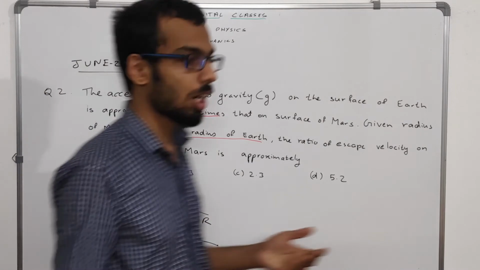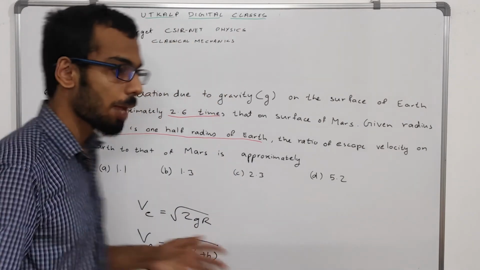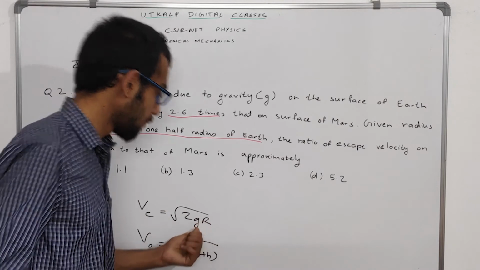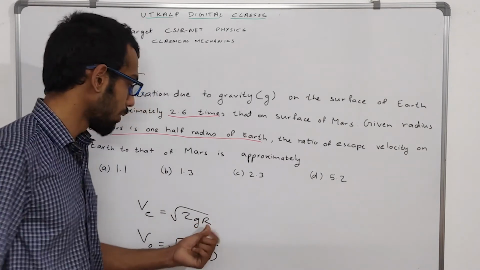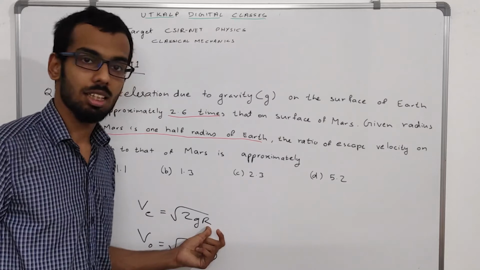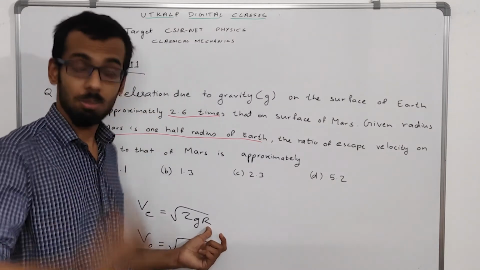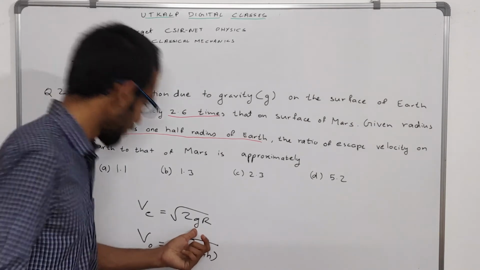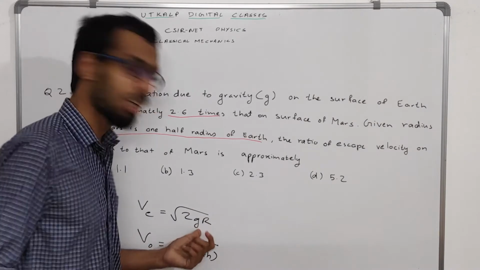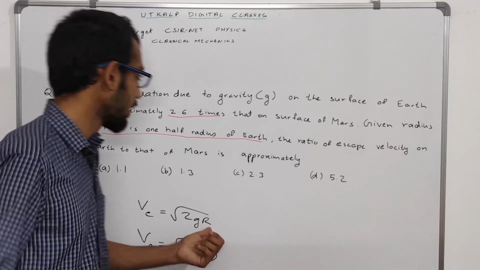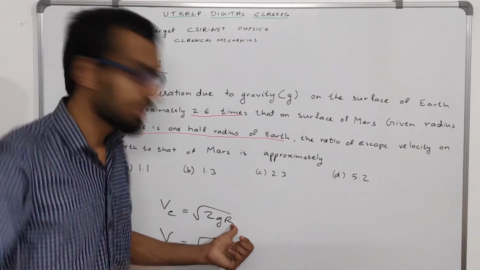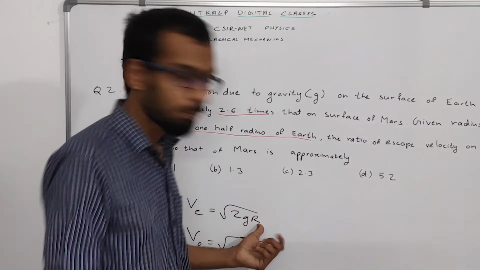Now, say I am throwing a particle from an altitude h above, at the escape velocity. Escape velocity at that given point will be equal to root of 2 into g at that given point into the distance from the center of Earth to that given point.